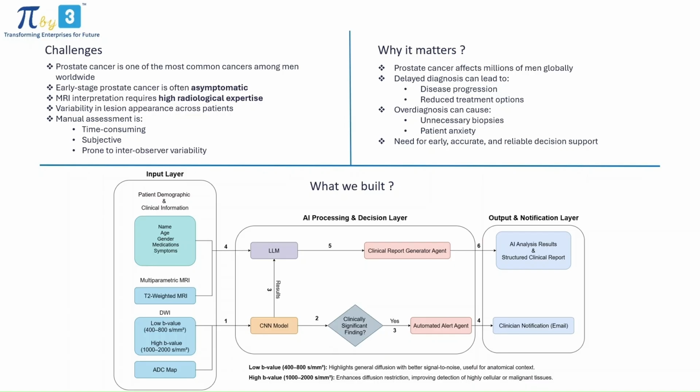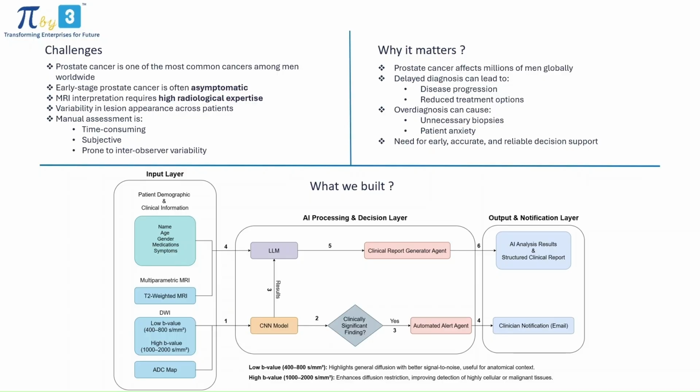Let me briefly walk you through the system flow shown in this diagram. The workflow begins at the input layer. We collect patient demographics and clinical information including name, age, gender, medication, and symptoms. Second, we take multiparametric prostate MRI inputs, which include a T2 weighted axial MRI slice of the entire prostate gland for anatomical assessment, diffusion weighted imaging at low and high B values, and a corresponding ADC map. The system strictly supports axial imaging only, with consistent slice selection and identical spatial alignment across all MRI sequences.